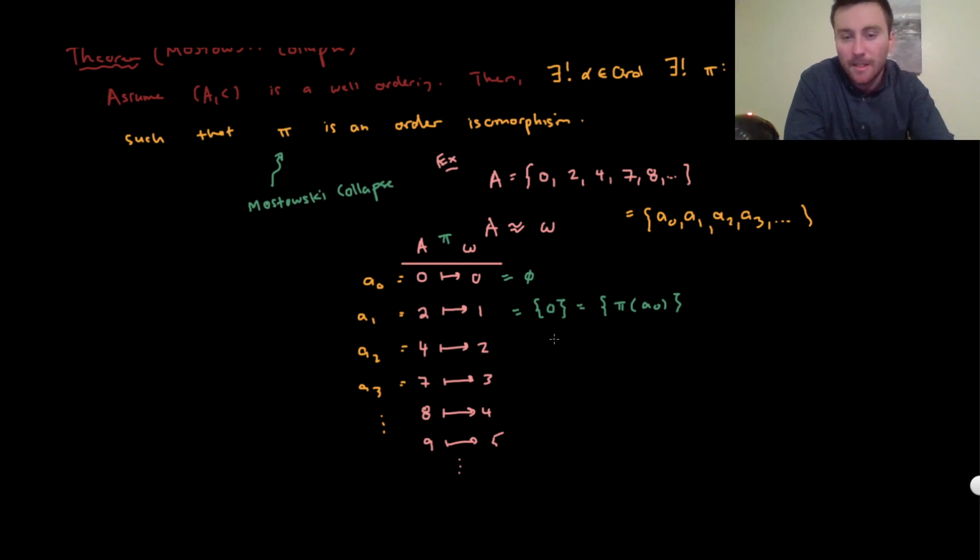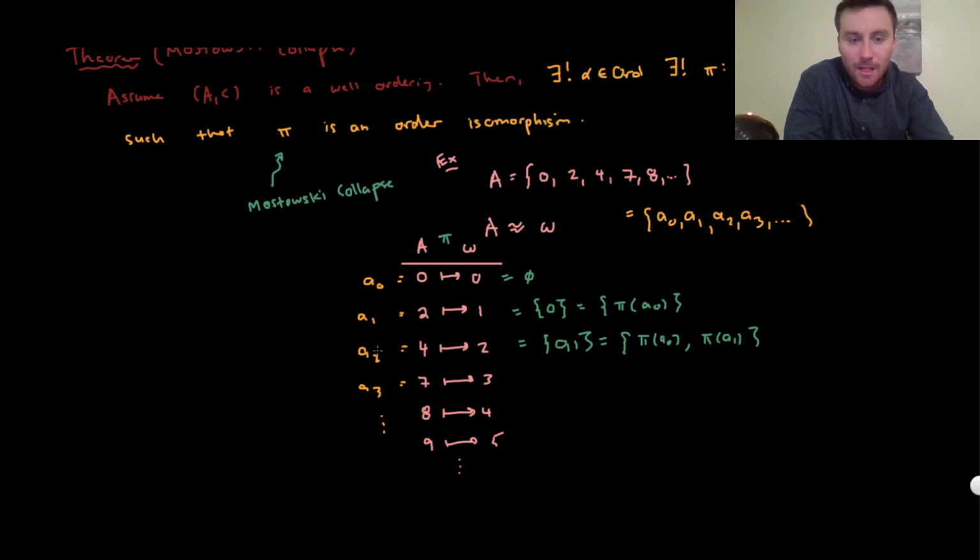Okay, but maybe that's not helpful. What about the next one? Well, 2, that's the ordinal {0, 1}. What is 0? 0 is pi of A0. And then what is 1? Well, 1 is pi of A1. What is the output when we input A1? The output after pi is going to be 1. So 1 is pi of A1, and 0 is pi of A0.